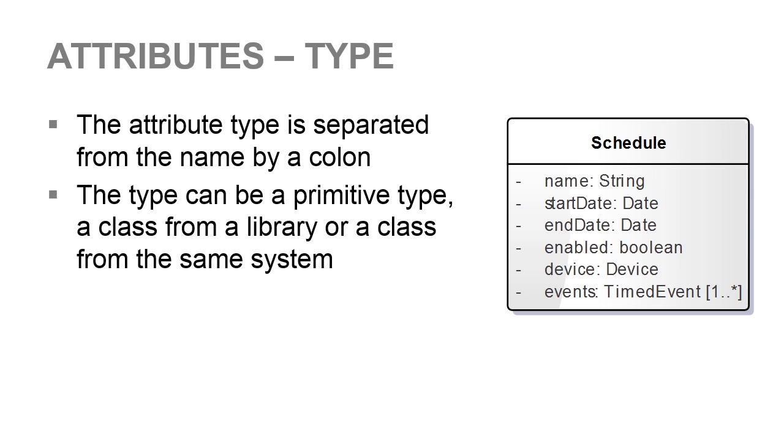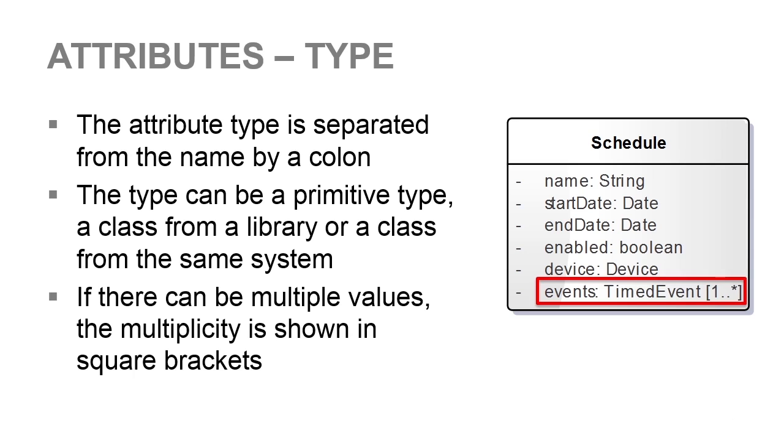UML has a built-in set of primitive types, which are Boolean, integer or int, string, real or double, and unlimited natural, which is the set of natural numbers together with the asterisk to represent when the upper limit of a range is unknown. If there'll be multiple values of the same type, for example held in an array or a collection, we can show the multiplicity of the attribute in square brackets. The example with 1, 2 dots and an asterisk here says that there must be at least one timed event, but there is no fixed upper bound on how many there may be.